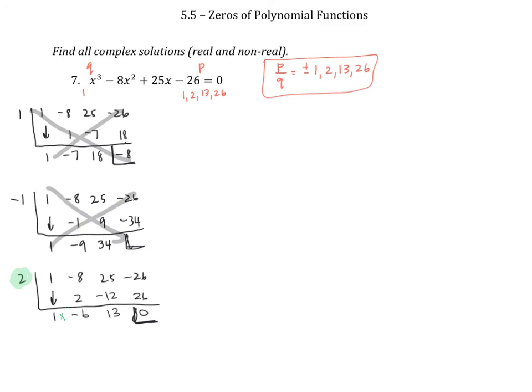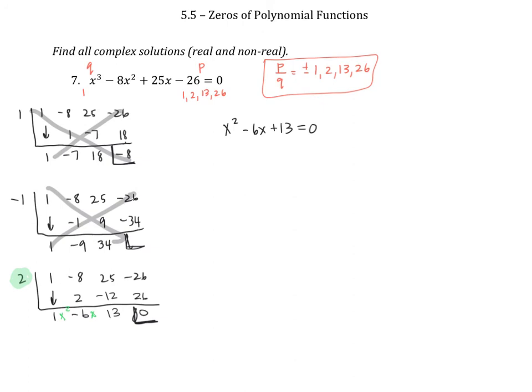This is our x squared. This is our x, and that's the constant. So our quotient gives us 1x squared minus 6x plus 13. And so now we need to solve this, right? This equals 0 to figure out the other two zeros or solutions. So we could try to factor. This actually will not factor. So we're going to have to either use synthetic division again on this, or we can try to use the quadratic formula. So I'm going to go ahead and use the quadratic formula.